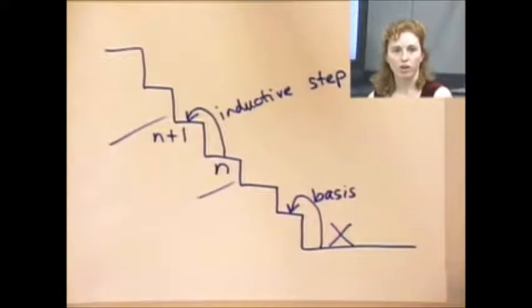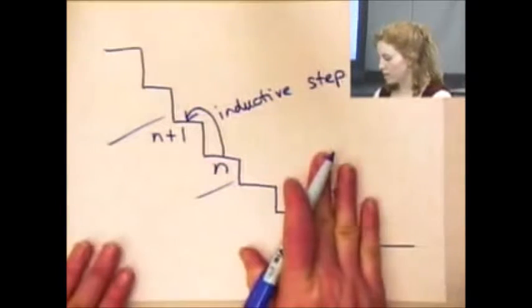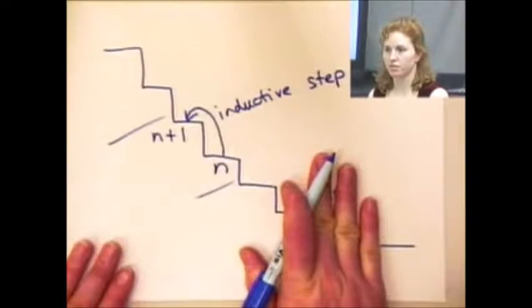If you leave out either part, then the person is stuck somewhere. Right? If I leave out the basis, they're not even on the staircase. They can't go anywhere without that. They're not even at the staircase. They don't know the address.